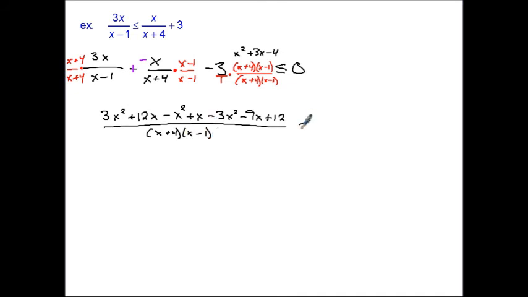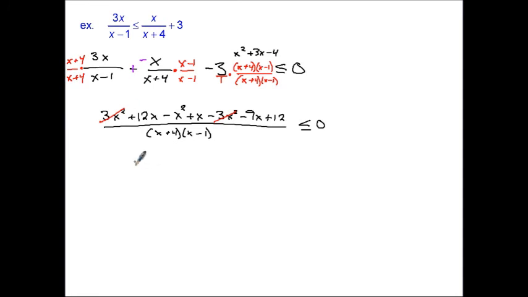Okay, again, less than or equal to 0. Right now I know I'm going to have values of -4 and 1 as critical values, but I do have a whole thing on the top to work out first. So here we go. Conveniently, I've got a 3x squared and a -3x squared, so those go bye-bye, which is nice.